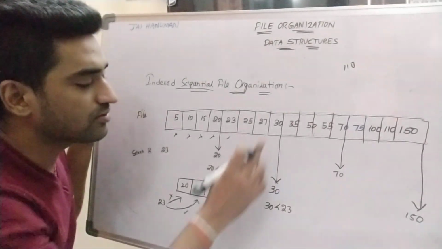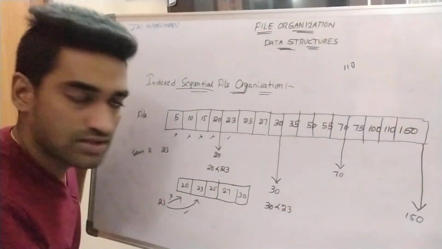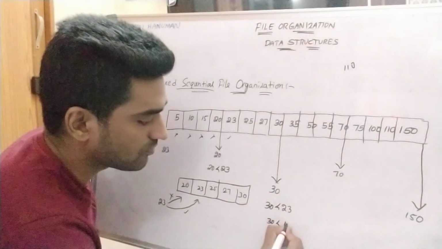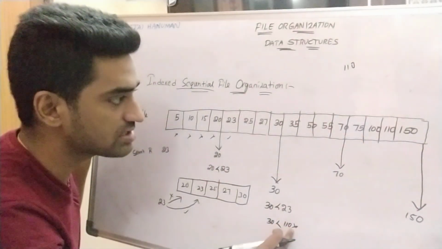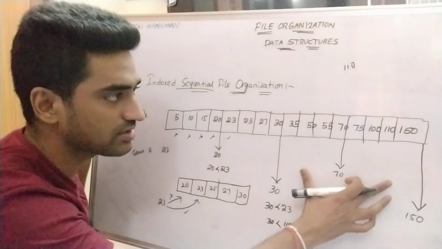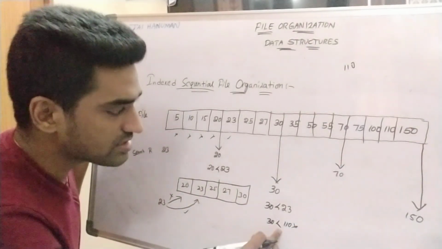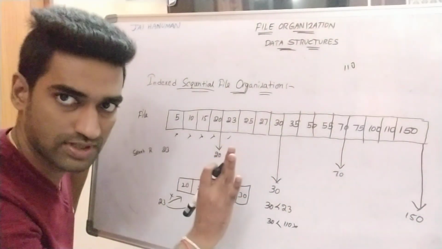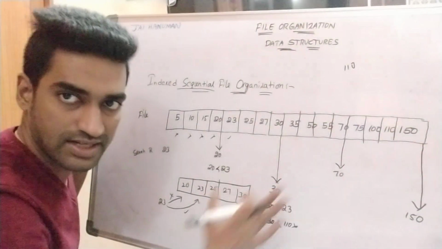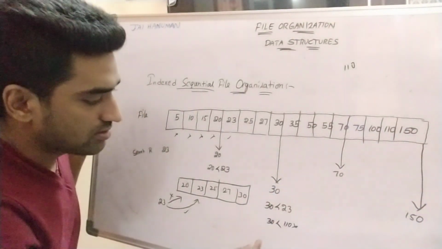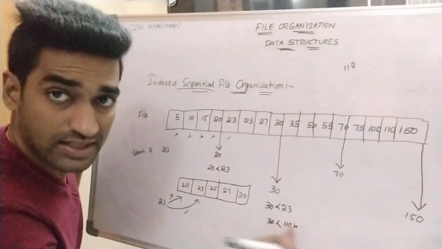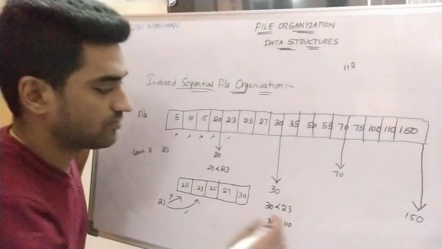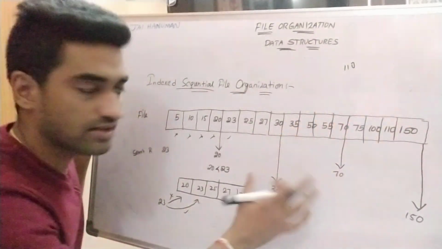So first of all, here we are comparing with the higher index value. What is the higher index value? 30. So 30 less than 110, the condition is failure. So the searching record is present in the right sublist, right? Once the condition becomes true, we can search the left sublist only. If this condition fails, we search the right sublist. So 30 less than 110, the condition is true. That's why we can search the right sublist.